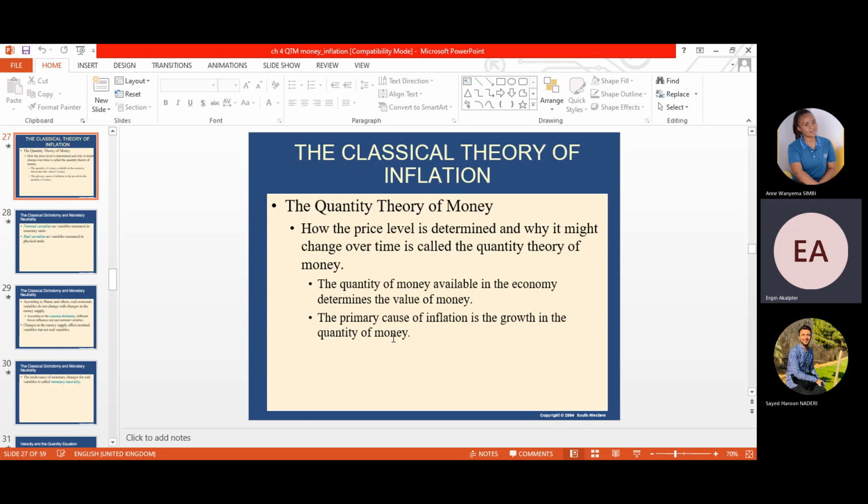The primary cause of inflation is the growth in the quantity of money. As I mentioned to you, if you are continuously printing money or enlarging the amount of money in the system, this is not good for the economy. It will cause some problems, because when you increase the amount of money in the system, you are not appreciating your currency. You are only depreciating your currency. Therefore, you have to manage the amount of money in the system to be able to consume and supply the produced goods and services.